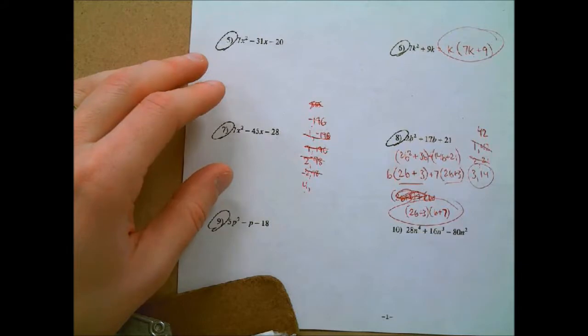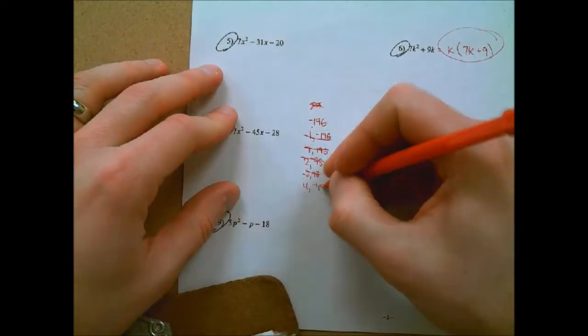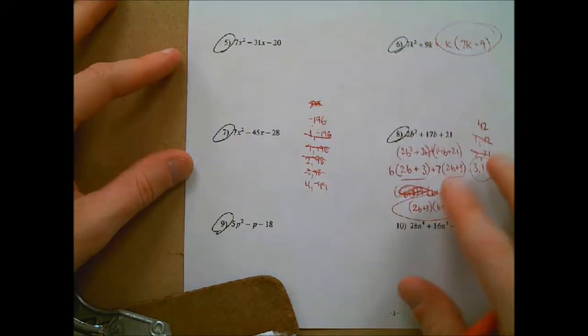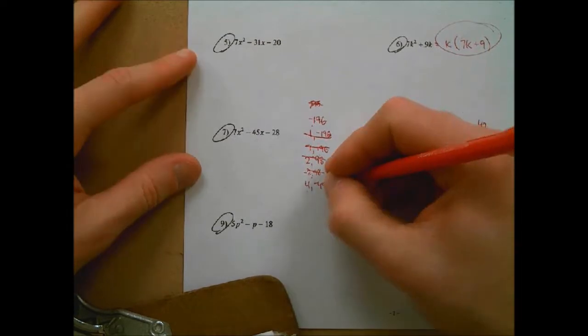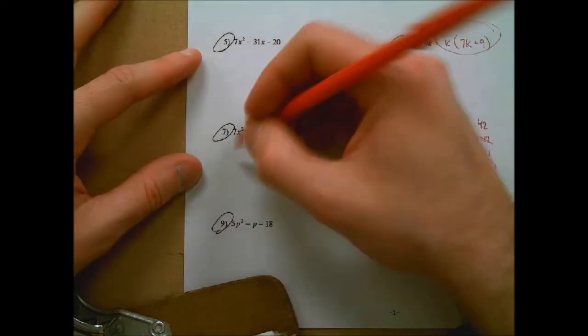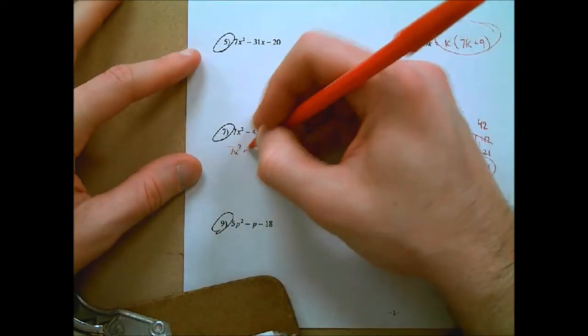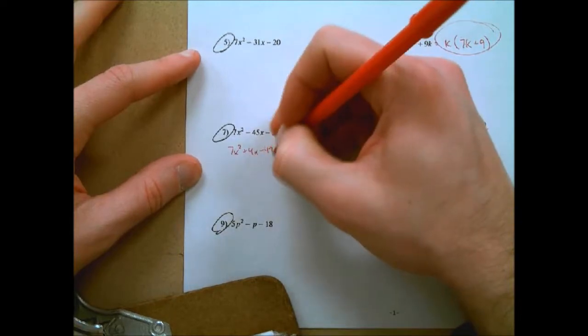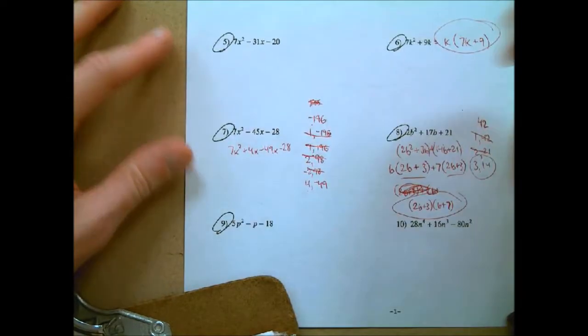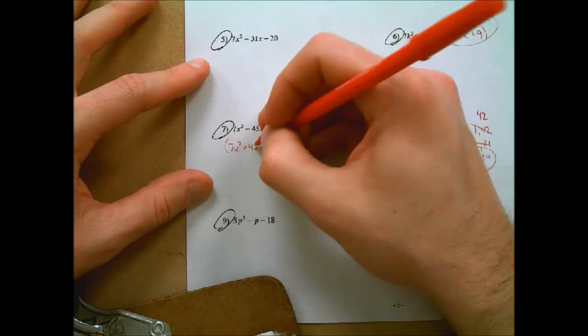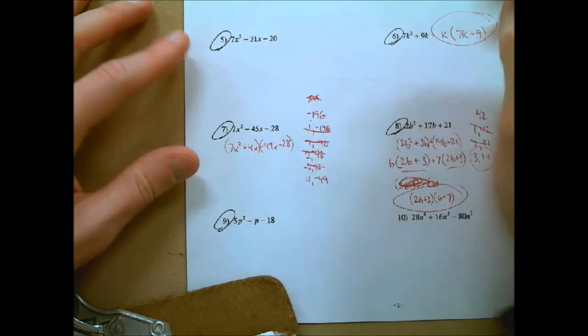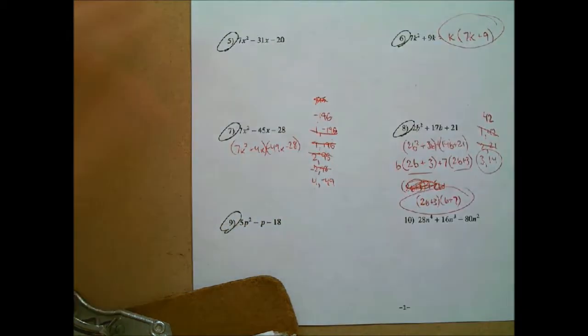And we get negative 49 there. Okay. And does this add up to negative 45? Yes. So 7x squared plus 4x minus 49x minus 28. Okay, group the first 2, group the second 2. And hopefully from this point it should be pretty straightforward.